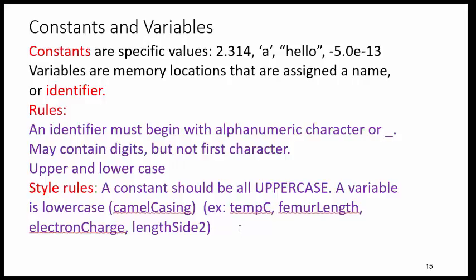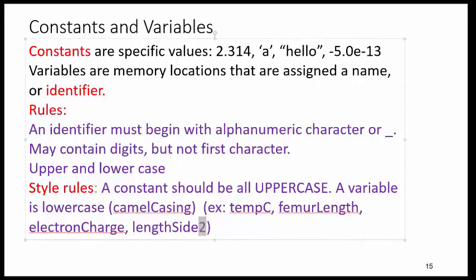A variable begins with a lowercase letter, but in particular it should be what we call camel casing. That means the words in between have a capital letter. So for example, tempC or femurLength. Notice how the L for length is capitalized. It's called camel casing because it's like a hump in the middle of a camel's back. There's electronCharge and lengthSide2, perfectly valid to put a number in the name of my variable or my constant, the identifier.